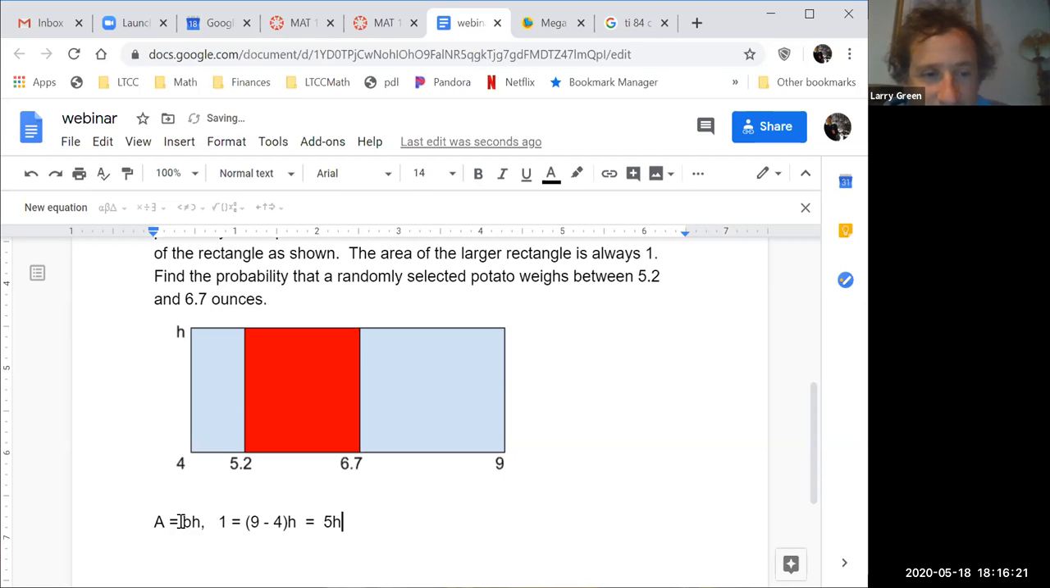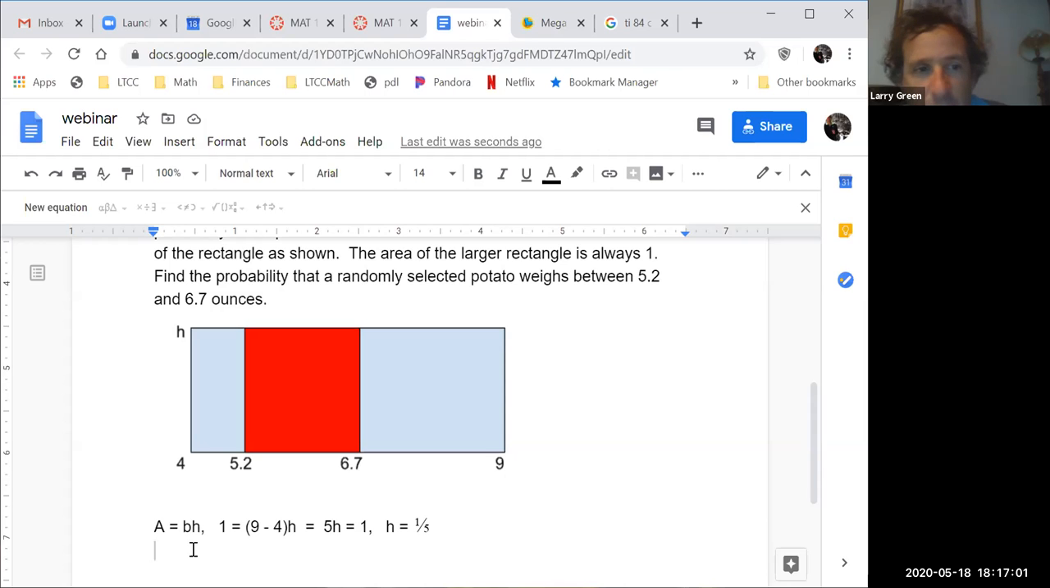So it's 5h is equal to 1. Let me just rewrite that: 5h equals 1. And if you want to get h by itself, we divide both sides by 5. So that tells you that h is equal to 1 over 5. Any questions on that? I'm going to make that bigger because it always gets small when it turns into a fraction. Any questions?